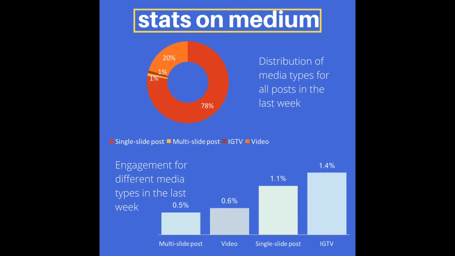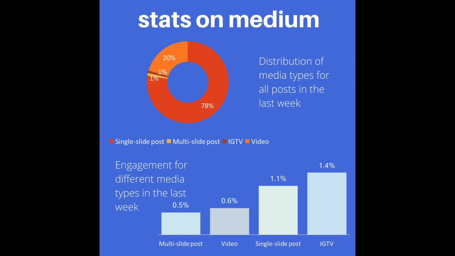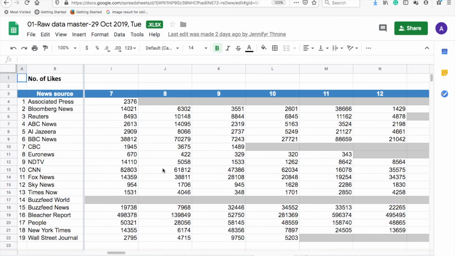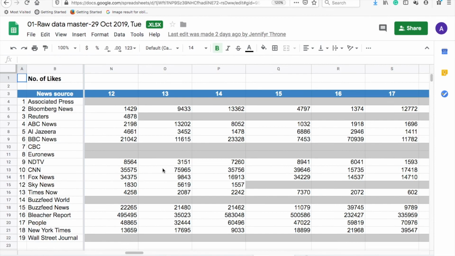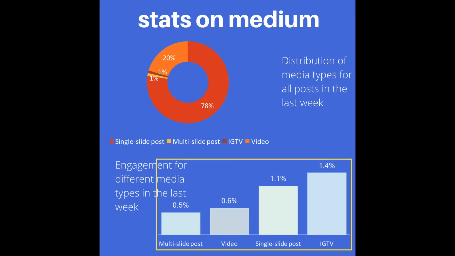We condense that data into percentages and then a donut chart, so it's easier to read and also because it looks prettier. The last element is the column graph of engagement. Because we had the number of likes for each of the posts and what medium they were, we were able to figure out the engagement for each of the media types. For this specific post, you can see that their IGTV posts did really well.